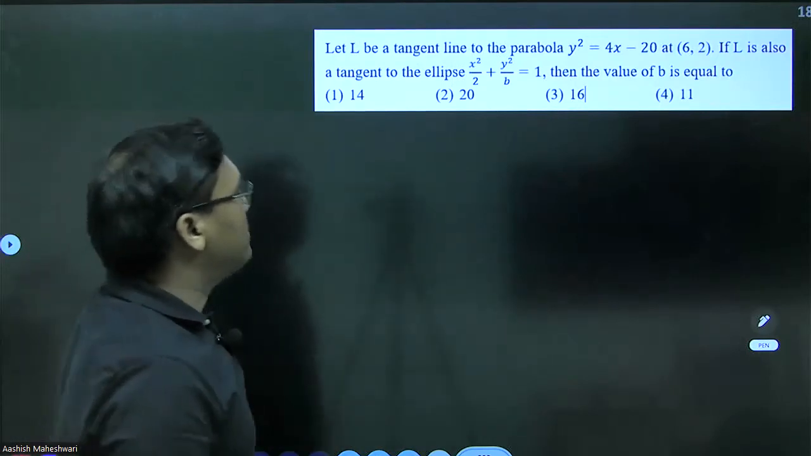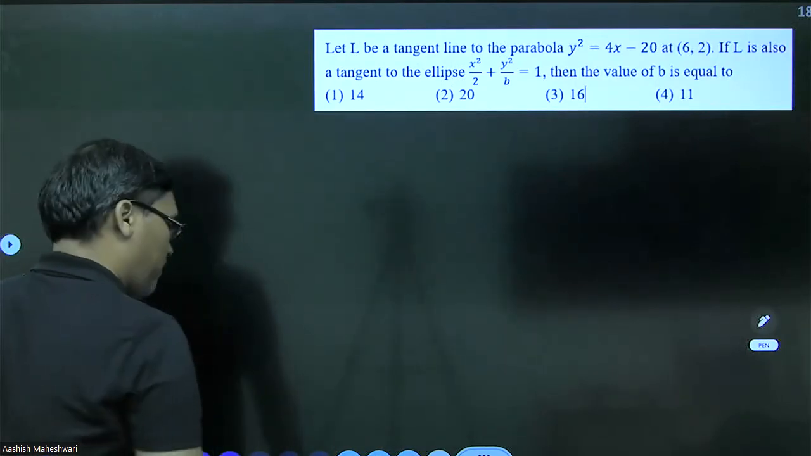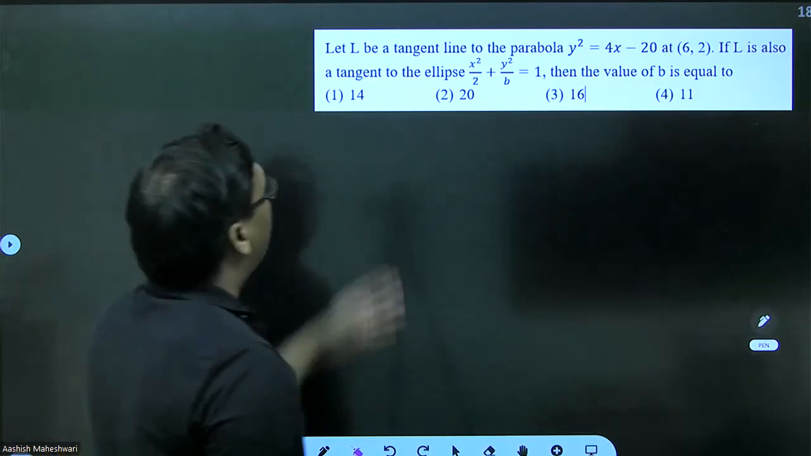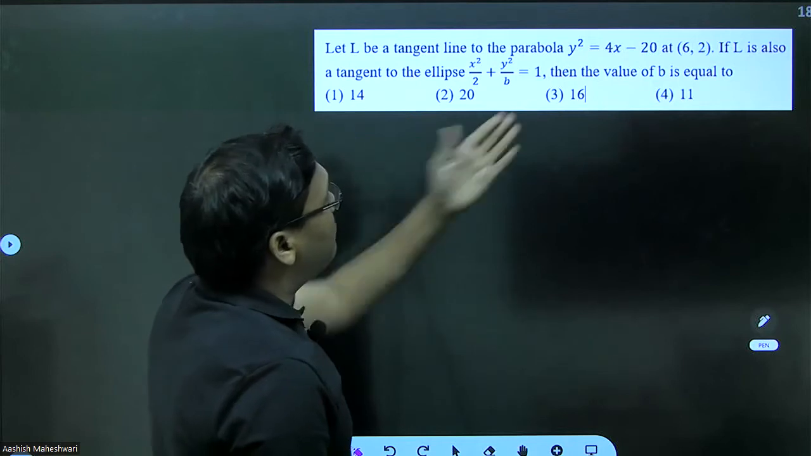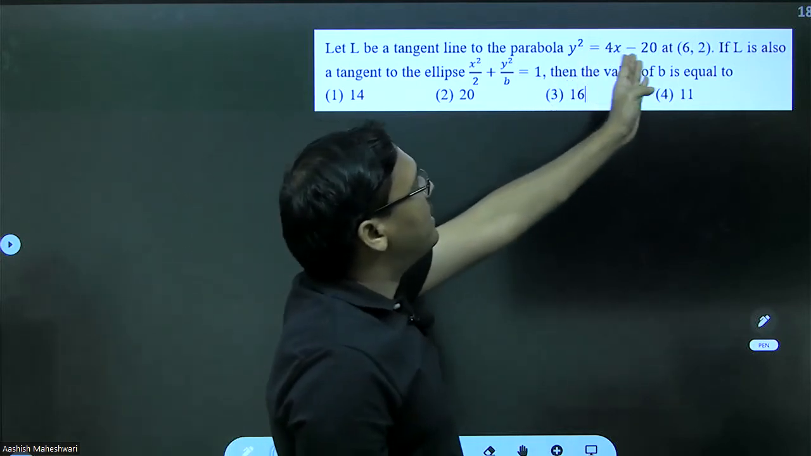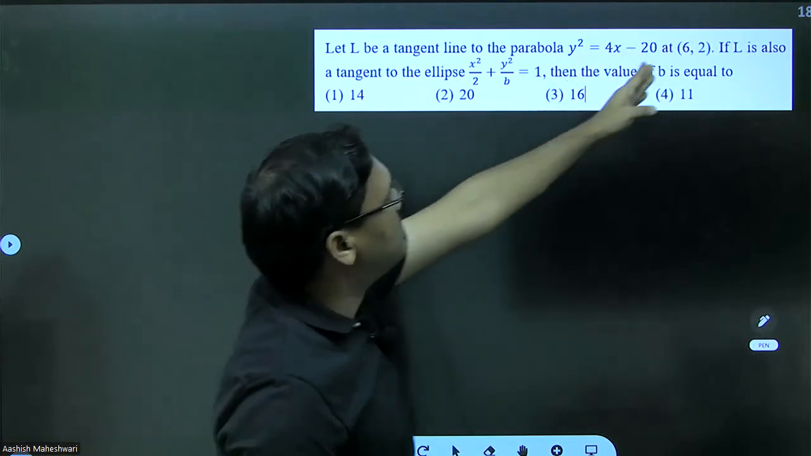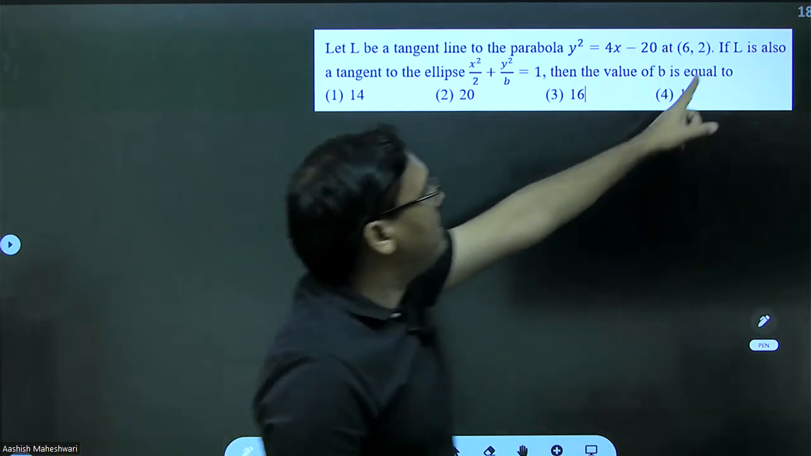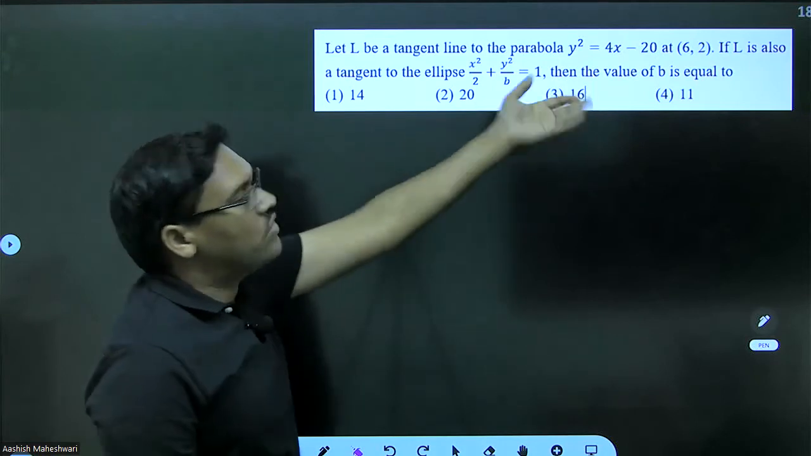So this is the last question of the series of ellipse. I hope you are following all the questions. Let L be the tangent to this parabola y square equal to 4x minus 20. कोई parabola है, उसके 6,2 पे कोई tangent है L. If L is also the tangent to this ellipse, then what is the value of b?